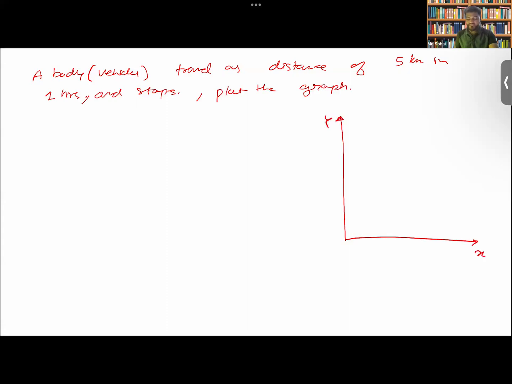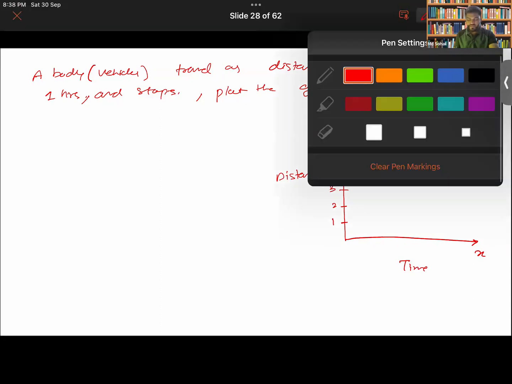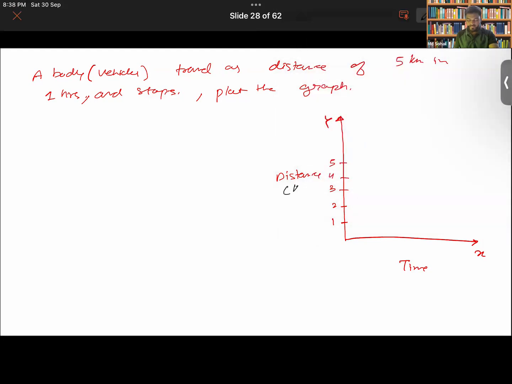Time or distance? Time, sir. Time. Good. So on the y-axis, distance has to be plotted. Good. And I will take the scale like this: 1, 2, 3, 4, and 5. 1 square equals 1 kilometer here. And 1 square here equals 1 hour, let's say.